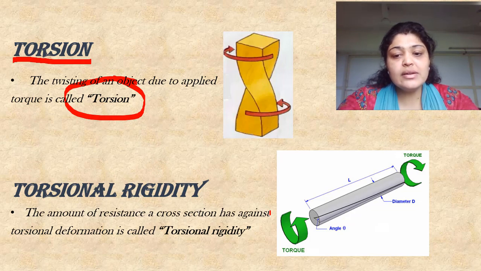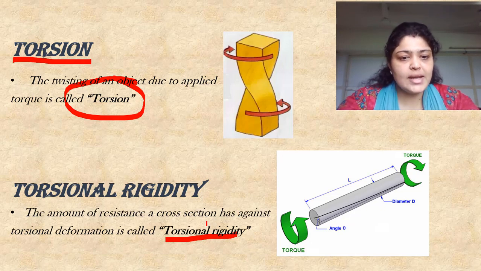What is torsional rigidity? If you are applying any force to any object, the object resists that force. This amount of resistance which a cross section has against torsional deformation is what is known as torsional rigidity. If you are applying a force anti-clockwise, the torsional rigidity will be in the clockwise direction. So it always opposes the amount of force that is applied.